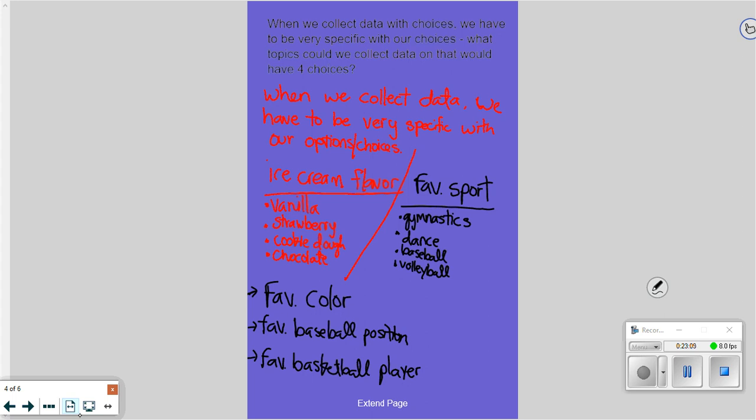Kinsey? Can you like the color? Like pink? Nope, we're doing topic. So like if you wanted to ask what someone's favorite color was, that would be your topic. And then you would list your options. So these are topics. Madison? Favorite subject?